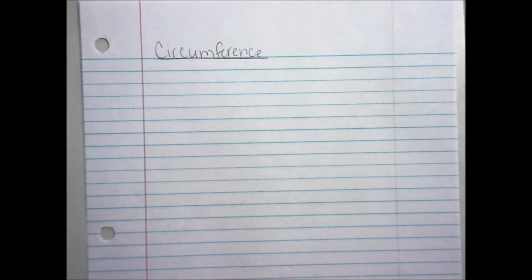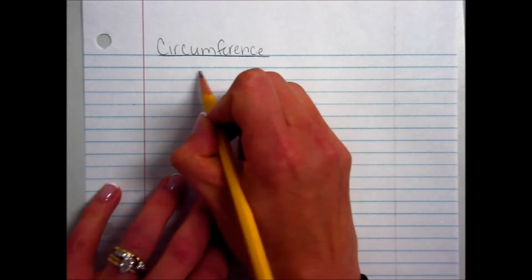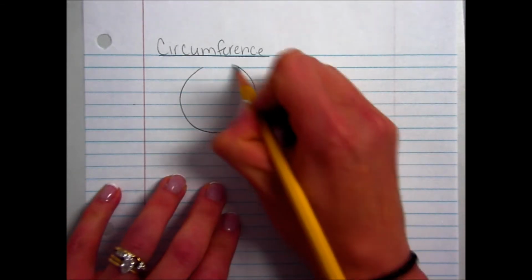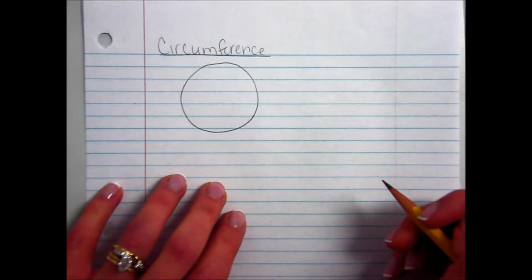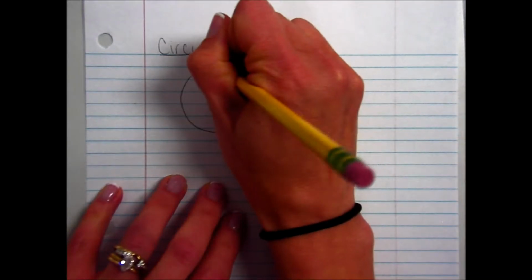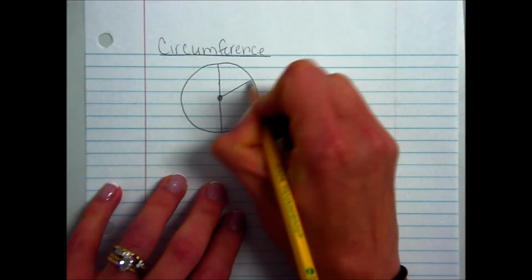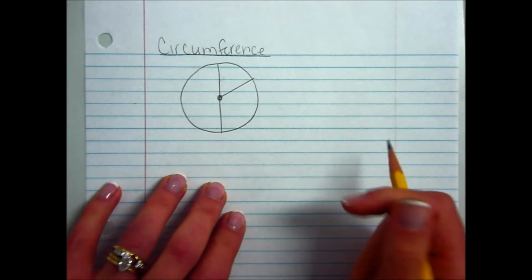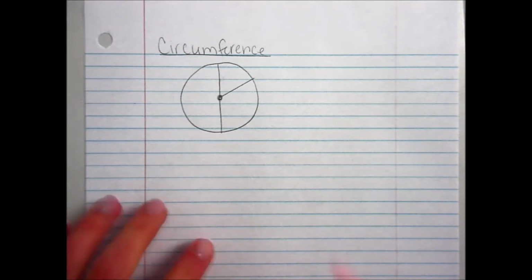Alright, today our lesson is on circumference. And so let's start by drawing a circle and labeling some important parts of the circle that will relate to our lesson. Okay, so first of all, I want to label the line that goes all the way across the circle.